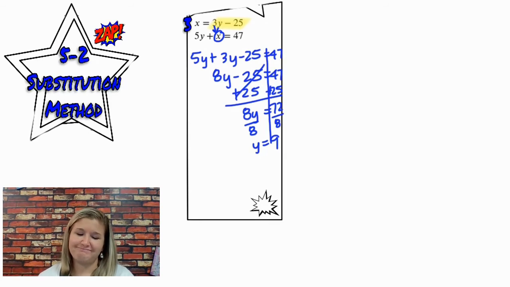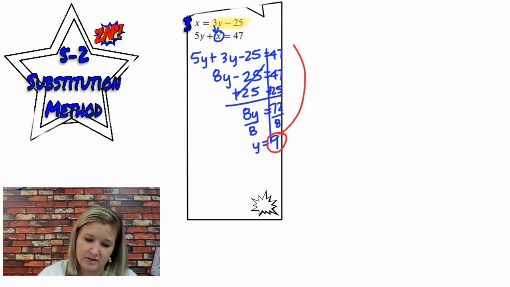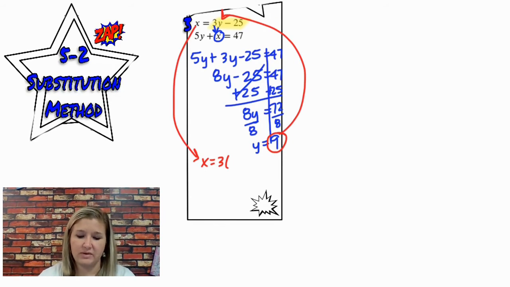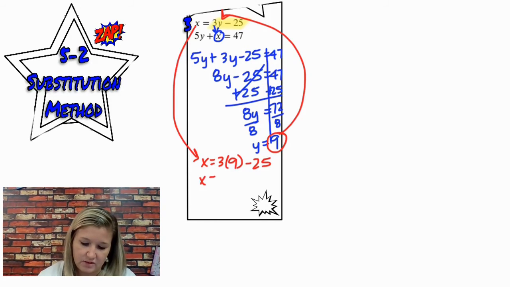So remember, not done yet. I'm going to go back and replace 9 in for y and find out what x is. So I'm going to take this 9, put it in right here, find out what x is. So I'll drop this back down here. So I have x is equal to 3 times y. It's not y anymore, it's 9 because we know what that is. And then minus 25. So then I have x is equal to 27 minus 25. And so x is equal to 2.